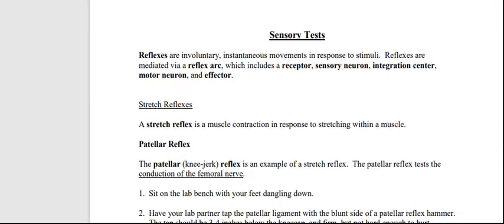Feel free to go ahead and watch the rest of that video, but I wanted you to see the stretch reflex that you're responsible for. It's simply a muscle contraction in response to stretching within a muscle. So it's almost like you stretch a rubber band and then it snaps back. And it does it with spindle fibers.